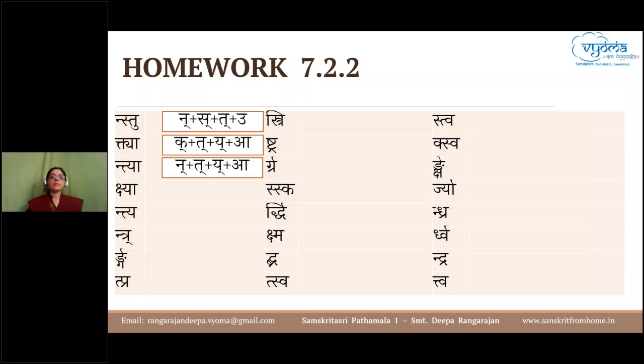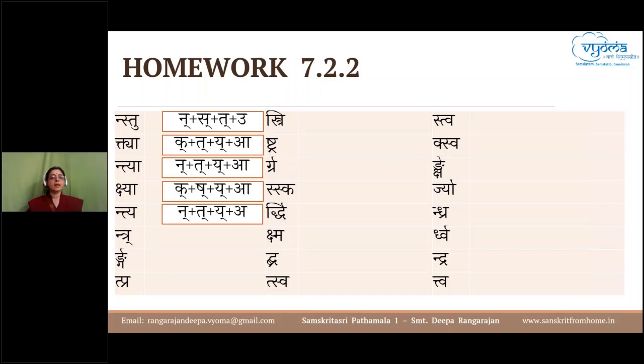Kshya. Ka plus sh plus ya plus a. Excellent. Next is Nitya. Na plus t plus ya plus ha. It's the hrasva akara at the end.